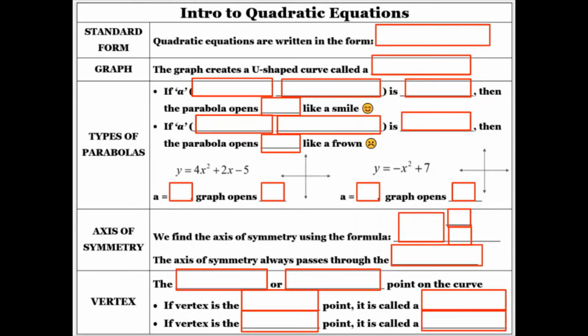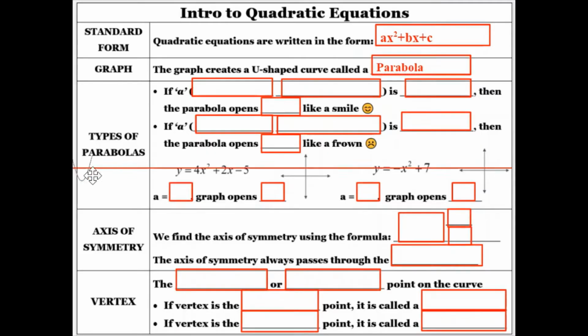So let's learn about quadratic equations. Standard form. We should remember what this is. Standard form is when it's from highest degree to lowest degree. So for quadratic equations, it's going to be in the form ax squared plus bx plus c. So we have our quadratic term, our linear term, and then our constant term. The graph creates a U-shaped curve called a parabola.